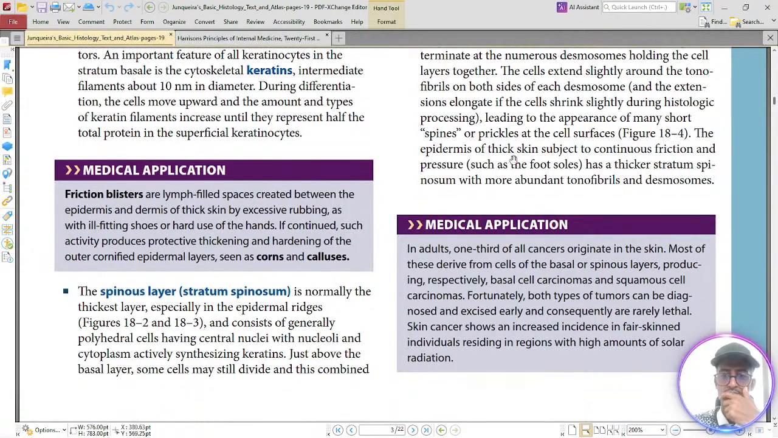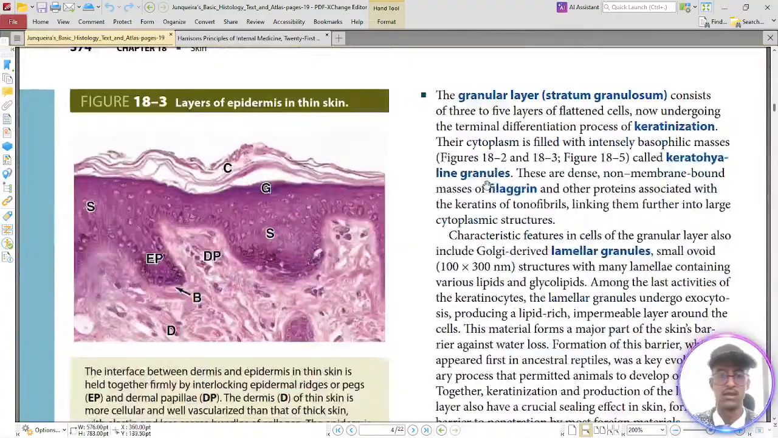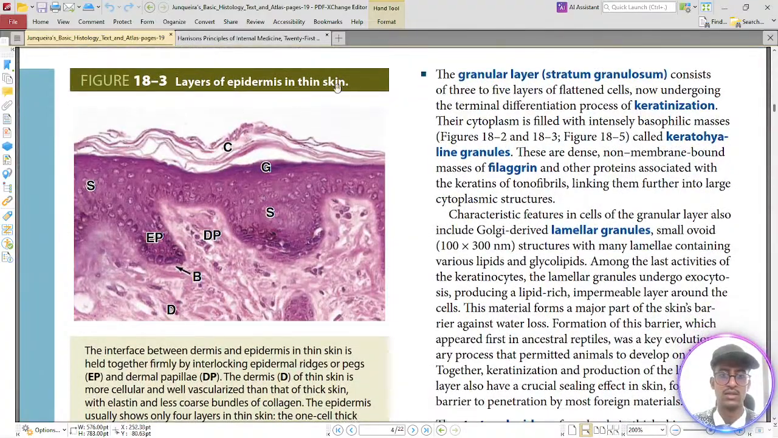The epidermis of thick skin subject to continuous friction and pressure, such as foot soles, has a thicker stratum spinosum, more abundant in tonofibrils and desmosomes. Layers of epidermis in the thin skins.